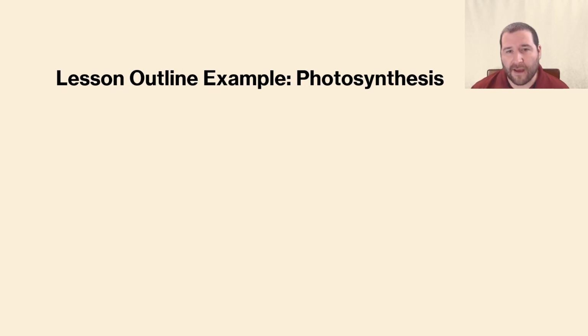Okay, so now that we have Gagne's 9 events introduced, let's take a look at how we can use this to create a lesson outline. Here's an example on photosynthesis. I'm not a biology teacher, so this probably is not great, but I like to pull from different disciplines instead of always giving math examples because not everyone's a math teacher. But let's take a look.